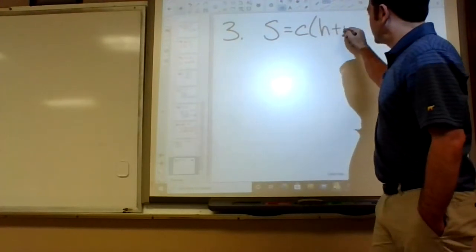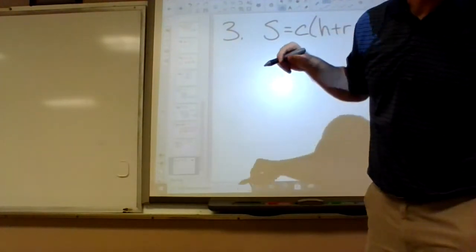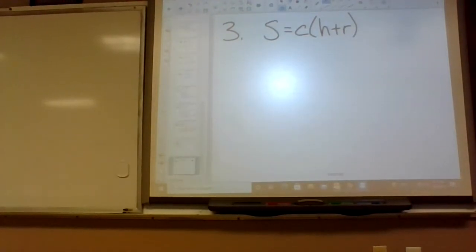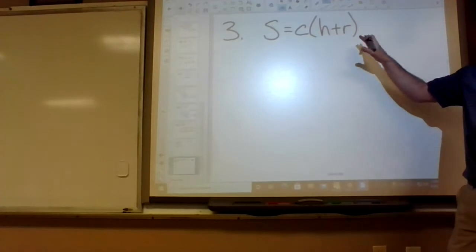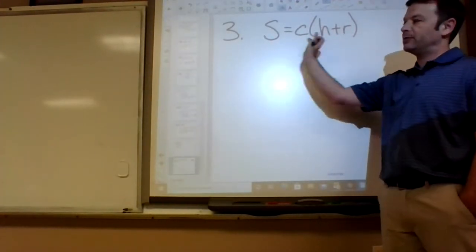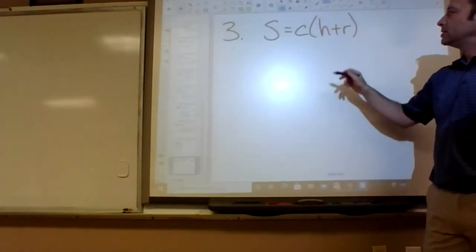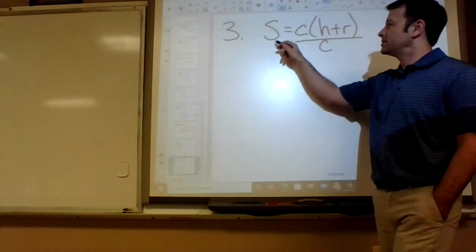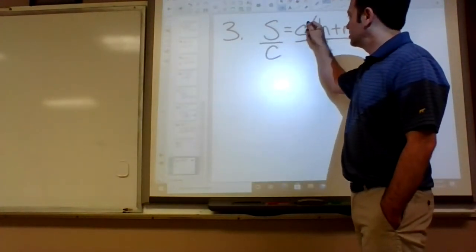Okay, this one we're solving for R. So how do I get R by itself? We don't want to do distributive property because we want to move everything away from R, not together. We don't want to put things together. We want to get rid of things. Divide. Yes, since the whole right side is multiplied by C, I'm going to divide by C. Yes. Yay. That goes away.